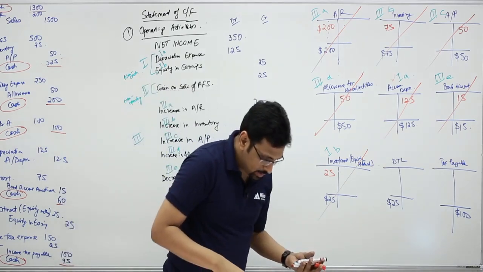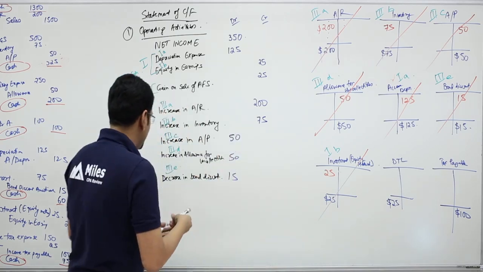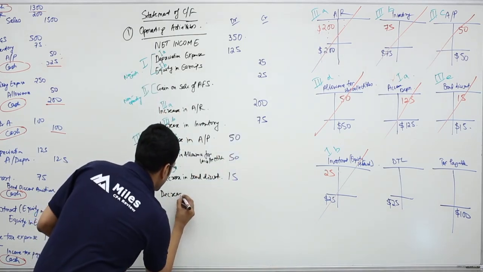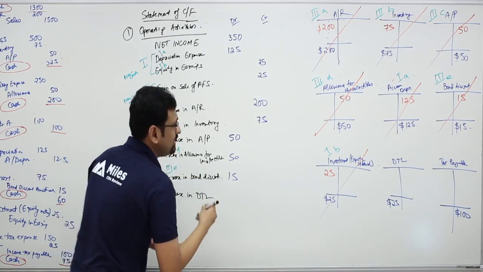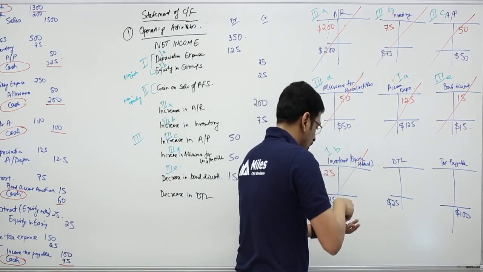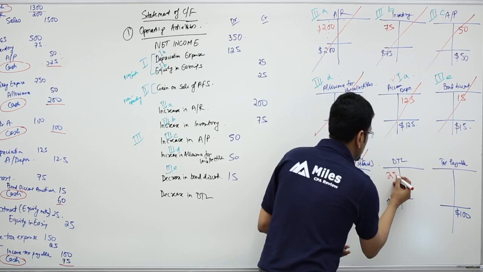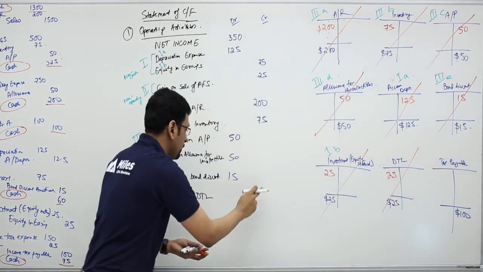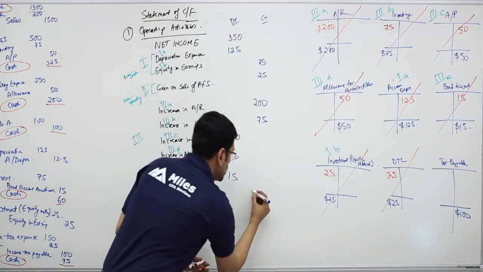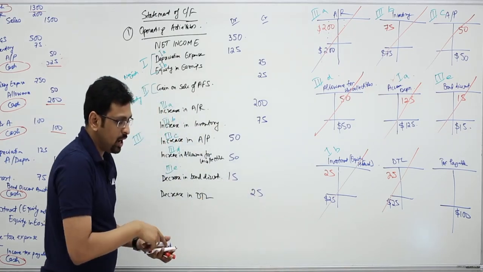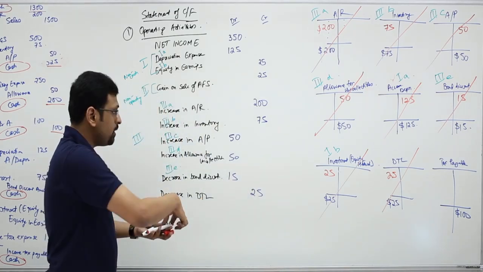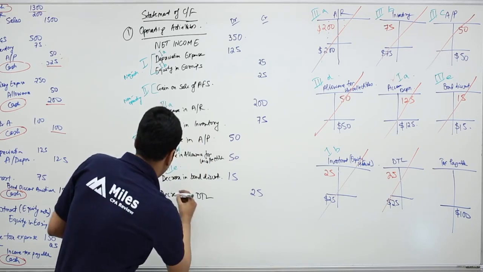Next, I'm looking at decrease in the deferred tax liability. Decrease in DTL, guys. That was a debit here. So a debit here means I'll put $25 here, scratch it off. 25 debit would become 25 credit here. I'll get 25 on the credit out here. And I'll number it 3F.